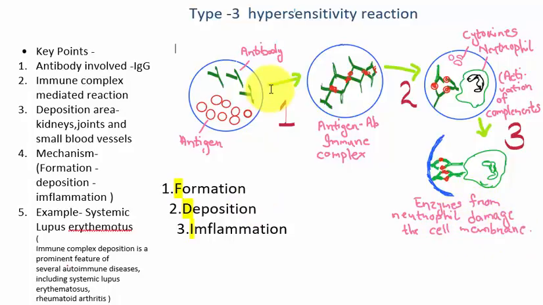You can remember the type 3 hypersensitivity reaction mechanism by just remembering three letters, FDI. I remember it in the same way. F for formation, D for deposition, and I for inflammation. FDI. It is not foreign direct investment. Don't get confused. Just to remember in a simpler way, I'm just saying.